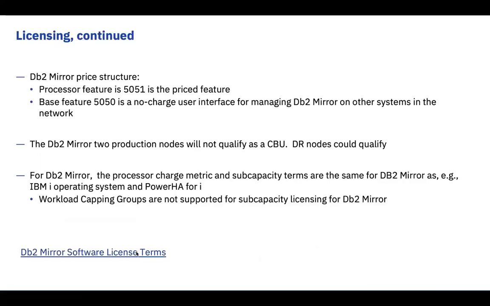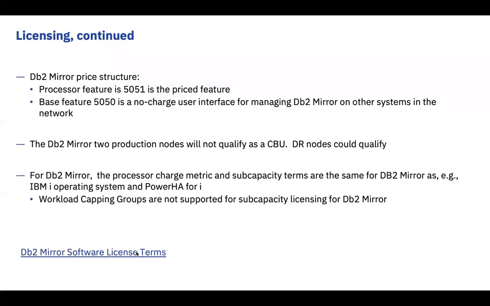The 2 production nodes in your Db2 Mirror environment don't qualify as a CBU offering, but if you have a DR solution and you could potentially have 2 Db2 Mirror nodes in your DR, those are the ones that would qualify as the CBU units for a DR type environment.